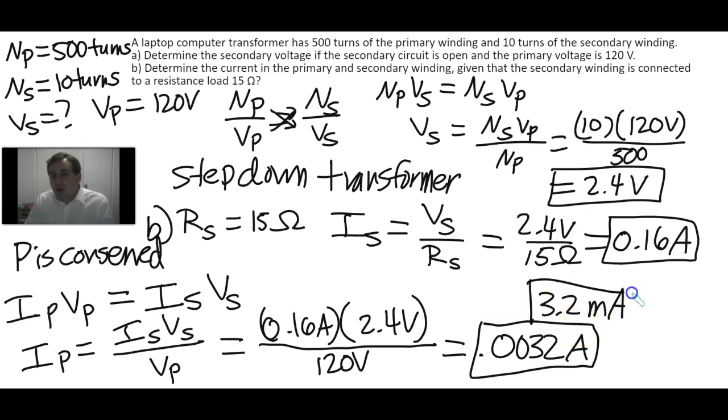So remember that on primary transformers, the current is typically very small, but the voltage is higher. Whereas on secondary transformers, when we have a step down, the voltage steps down, but the current goes up in order for power to be conserved. So this idea is we're using the conservation of energy, but just energy per time, which is power. So that ends this problem.